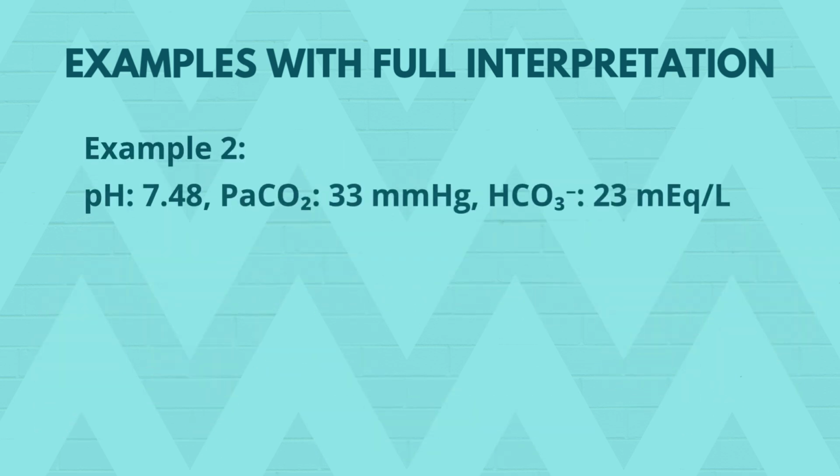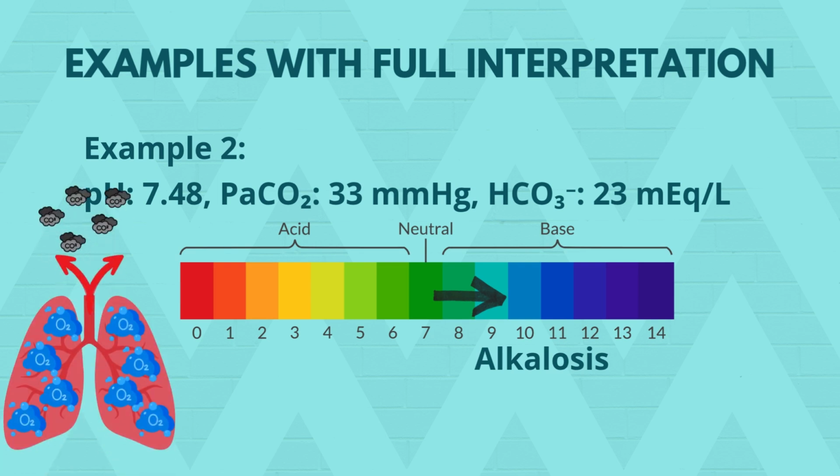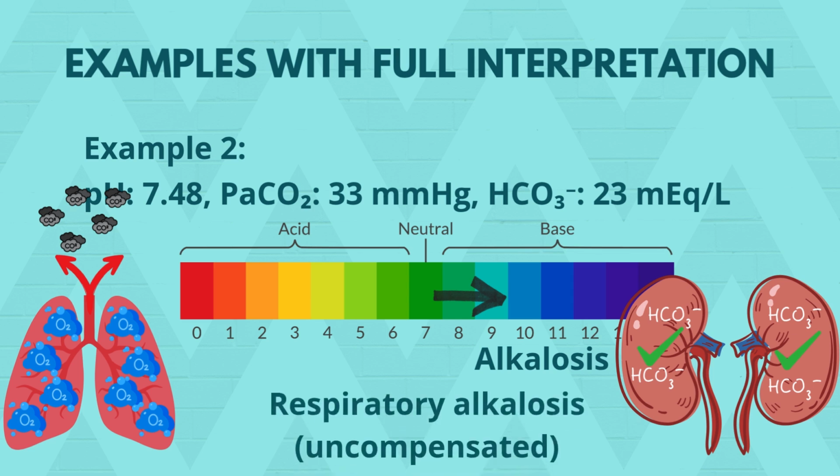In example 2, we have a pH of 7.48, a carbon dioxide of 33, and a bicarbonate of 23. What we're seeing here is that the pH is high, so this is an alkalosis. The carbon dioxide is low, meaning the person is breathing out too much carbon dioxide, like when hyperventilating. The bicarbonate is still normal, so the kidneys haven't adjusted yet. This means it's uncompensated. The interpretation of this blood gas is a respiratory alkalosis, which is still uncompensated. Possible causes could be anxiety, pain, fever, or early stage of sepsis.